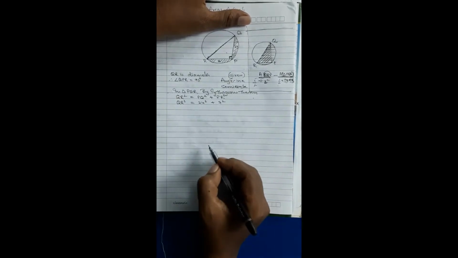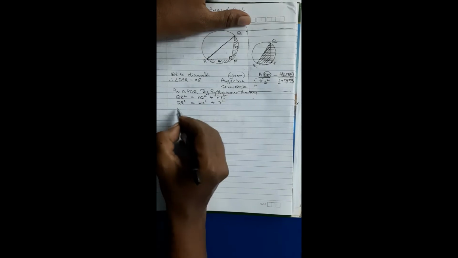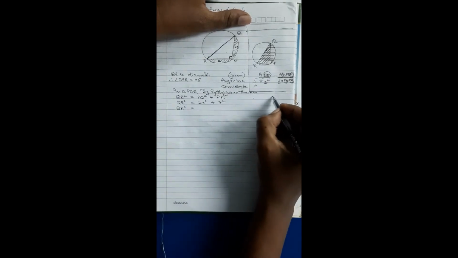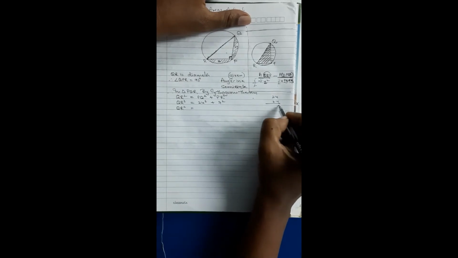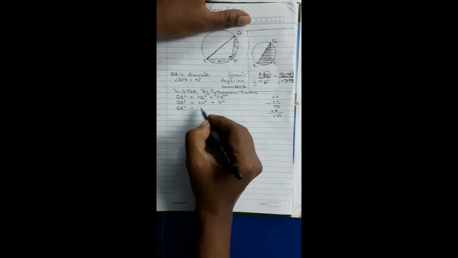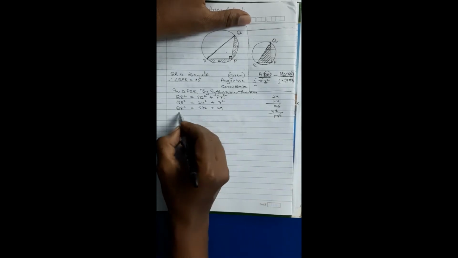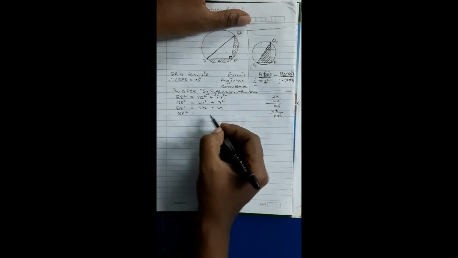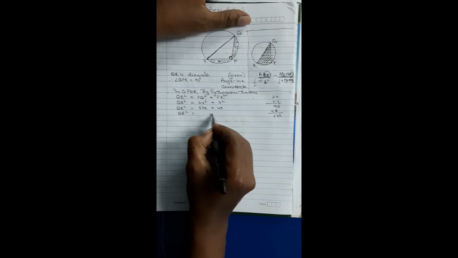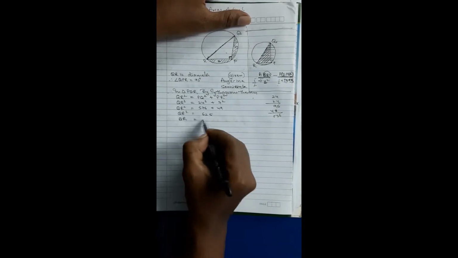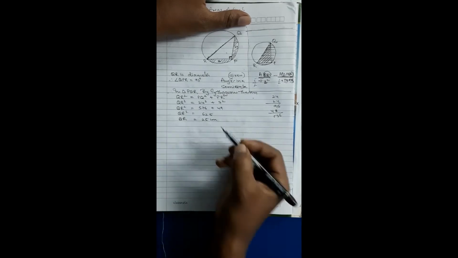Seven square. Okay, 24 and 7. QR square. This is supposed to be 576. 24 into 24: 4 4s are 16, 4 2s are 8, 2 4s are 8, 2 2s are 4. Yes, 576. This is 576 plus 49, 625. Therefore you will get QR is equal to 25 centimeter.